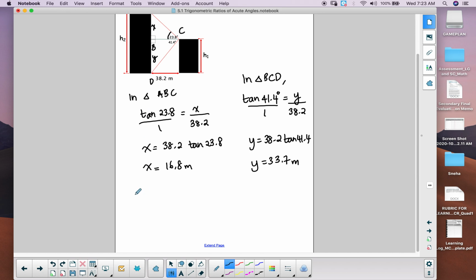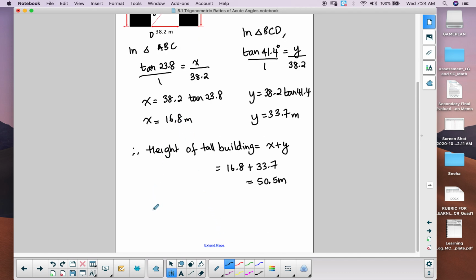Now both of these lengths are in meters because all the distances are in meters. So therefore the height of the tall building will be X plus Y. If I add X and Y, I get the total length. So that's going to be 16.8 plus 33.7, which works out to 50.5 meters.